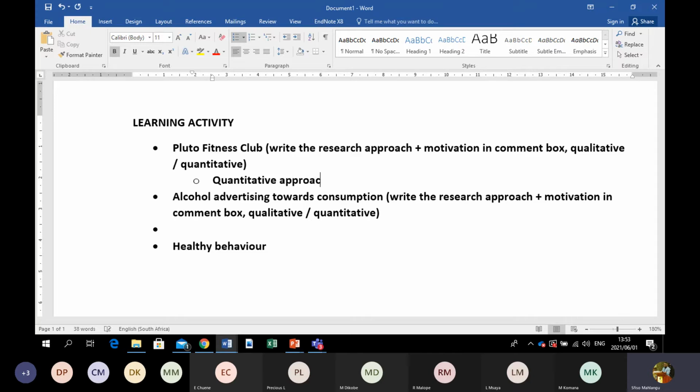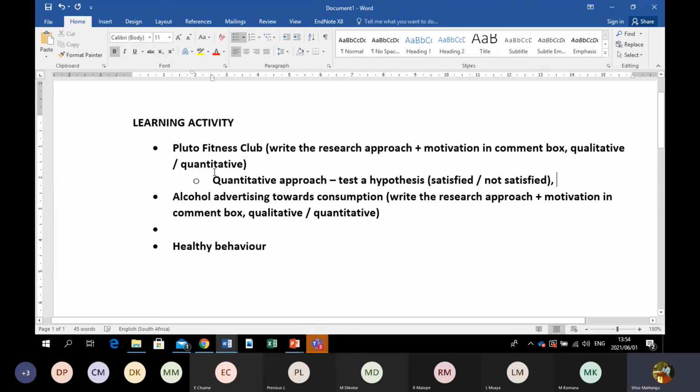In this case, remember you must define it first. First of all, they want to test a hypothesis. Their hypothesis is satisfied gym members, not satisfied gym members. That's the hypothesis they have because they wanted to test whether members are happy or not happy. So in a way, they already have an answer, a guess or assumption, that they are happy or not. Those are the two outcomes. I could understand why, in the comments I've read, you indicated that it is qualitative, because they don't know why their gym membership has declined. That makes complete sense.